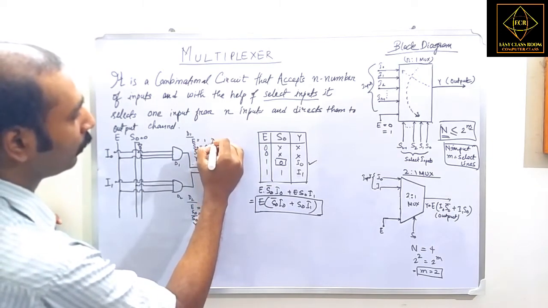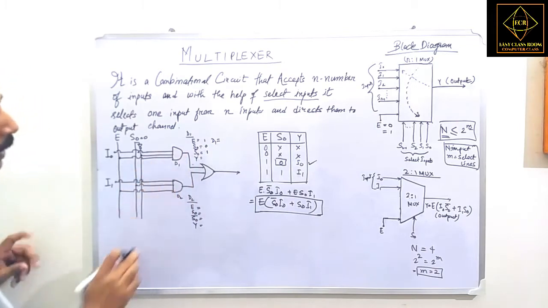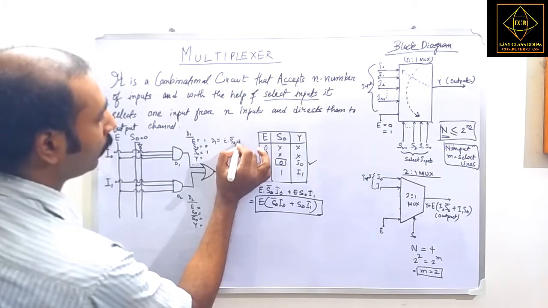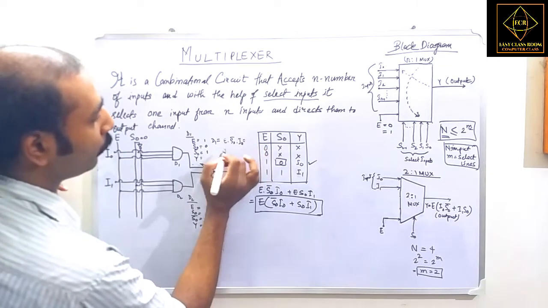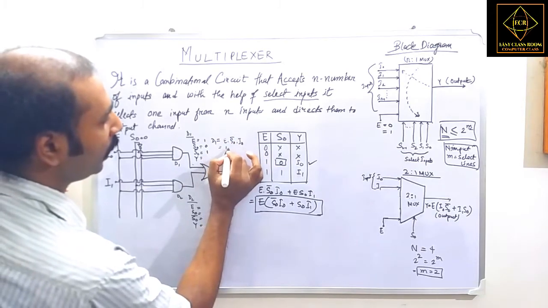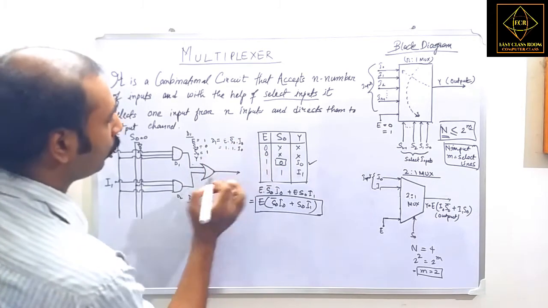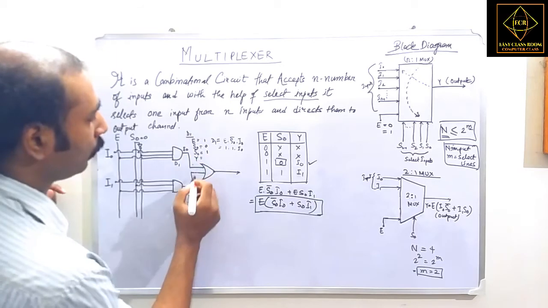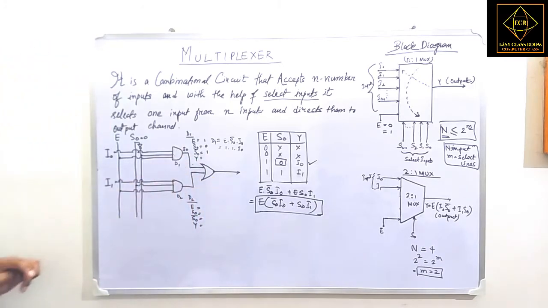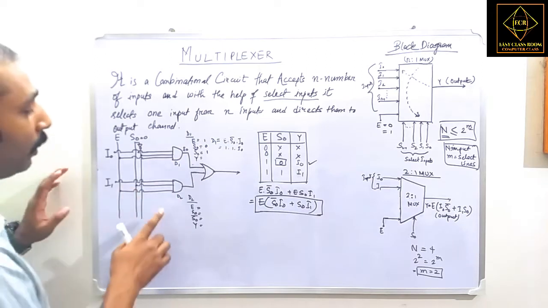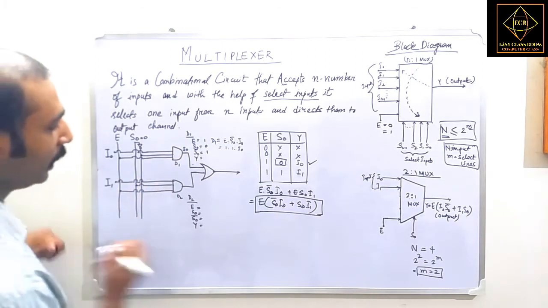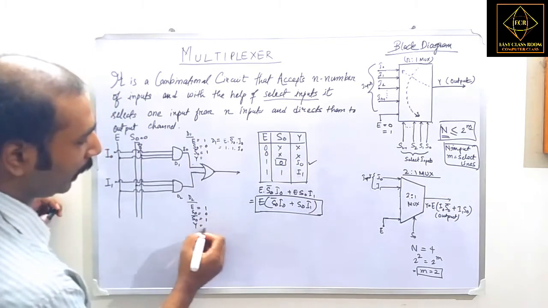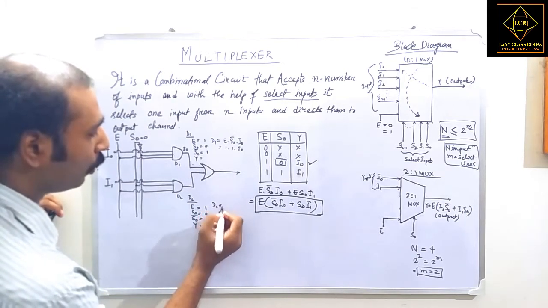So for D1, for this AND gate, what will happen? It will be E dot S0 bar dot I0. The actual thing is E is 1, S0 bar is 1, I0. So the output from this will be I0. So what will happen on this AND gate? We are giving E is 1, S0 is 0, S0 bar is 1.